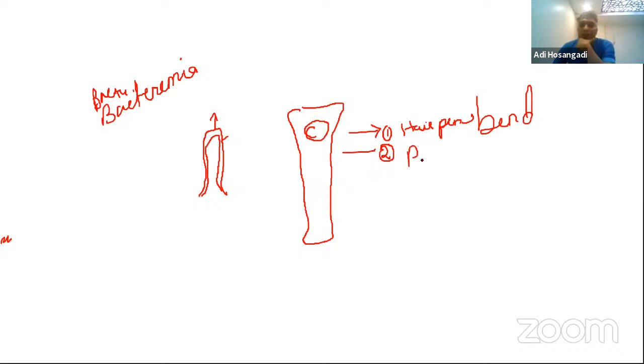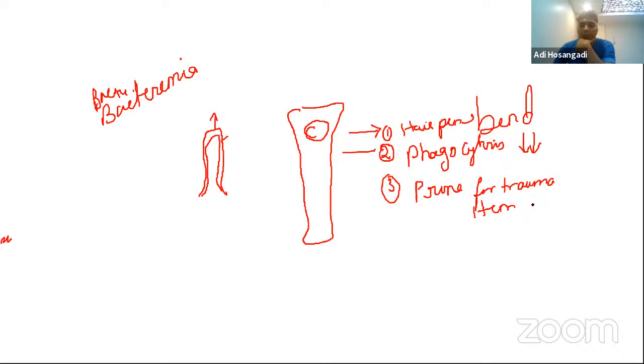Second is phagocytosis. Phagocytosis is less in the metaphyseal region. Third, it is more prone to trauma. If it is more prone to trauma, there is a hematoma, which is a rich culture media for settlement of bacteria and hence beginning of the infection. So these are more important reasons why osteomyelitis begins in the metaphyseal region. You should know this. Okay.